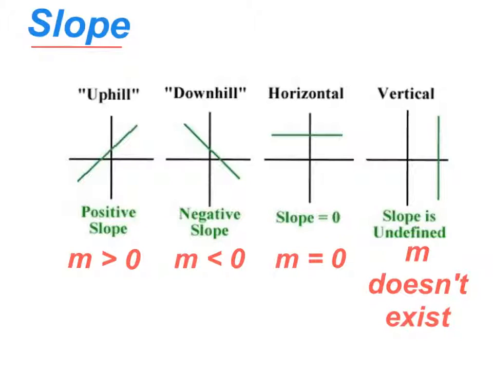Last but not least, we have a vertical line. A vertical line's slope is undefined, and basically what that means is that it does not exist. These terms are an example of recognizable vocabulary, and definitely give you a jump start when mastering the content in algebra, especially graphing lines on the coordinate plane.